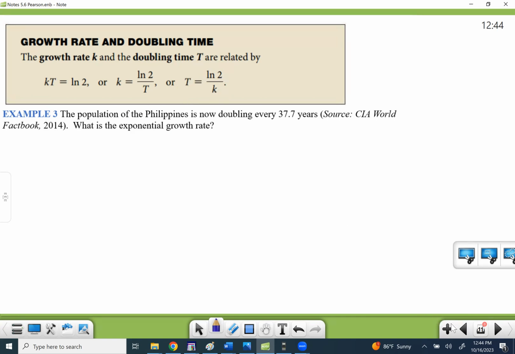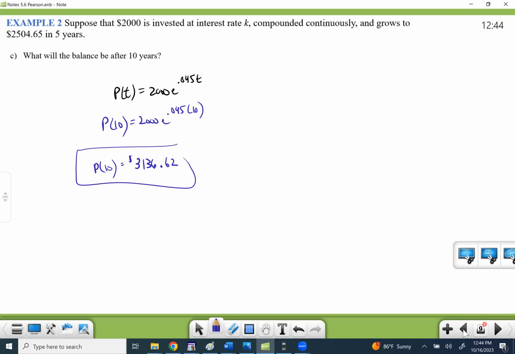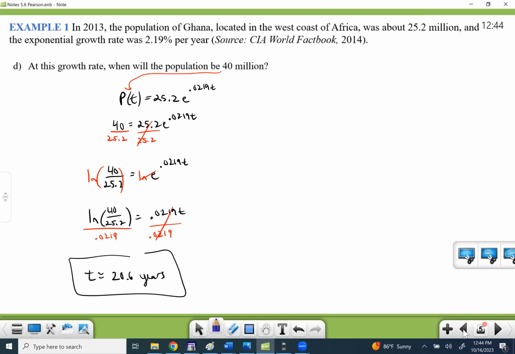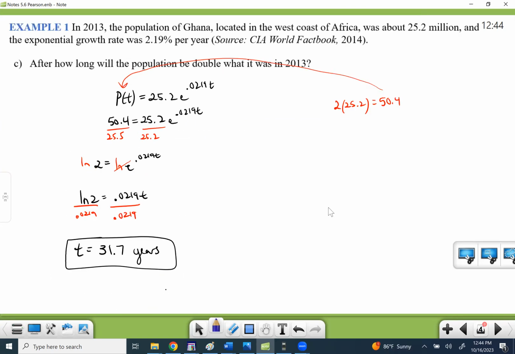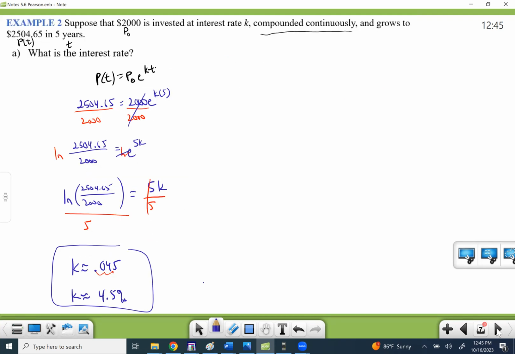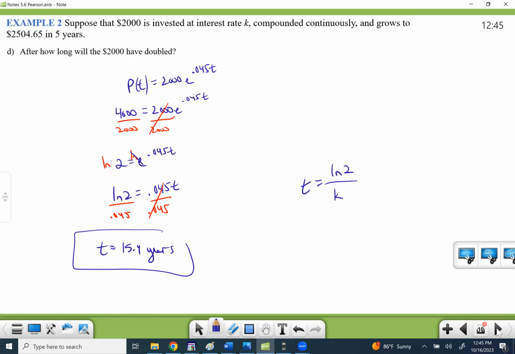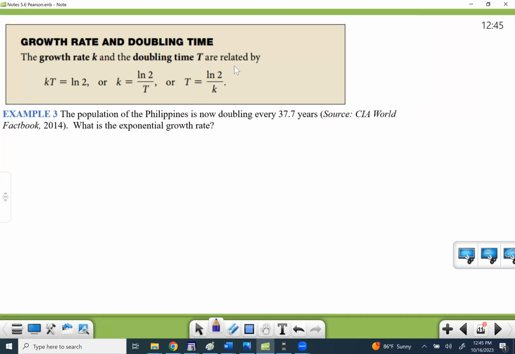And if you go back and check, I think it was the population of Ghana problem, right? After how long will the population be double what it was? Well, check it out. We did it again. Natural log of 2 divided by K. This was our growth rate, K. It's in the K position, right? So we've actually just kind of derived the fact that this is true.